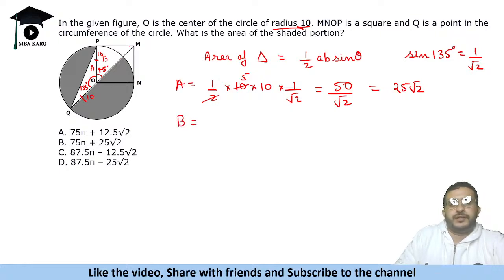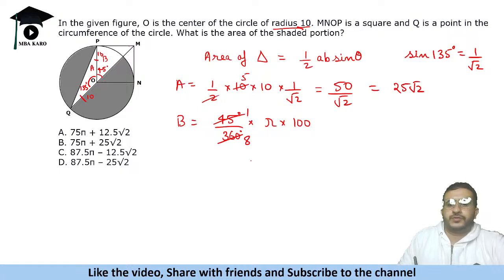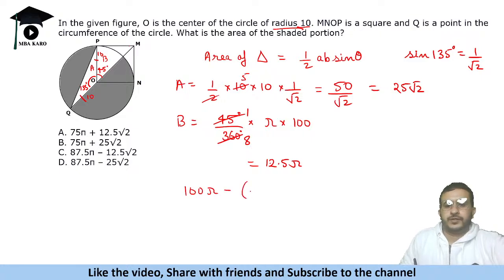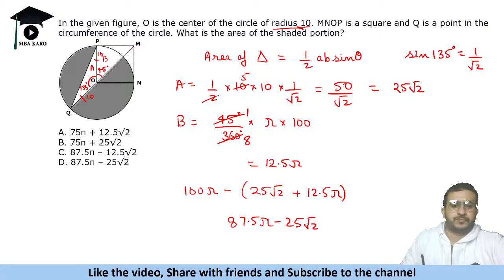B कितना होगा? This is 45 degree. So 45 by 360 of pi r square. r is 10. So 1/8. So 12.5 pi. Now we need to subtract A and B from the total area. So 100 pi minus 25 root 2 and 12.5 pi. So we get 87.5 pi minus 25 root 2.